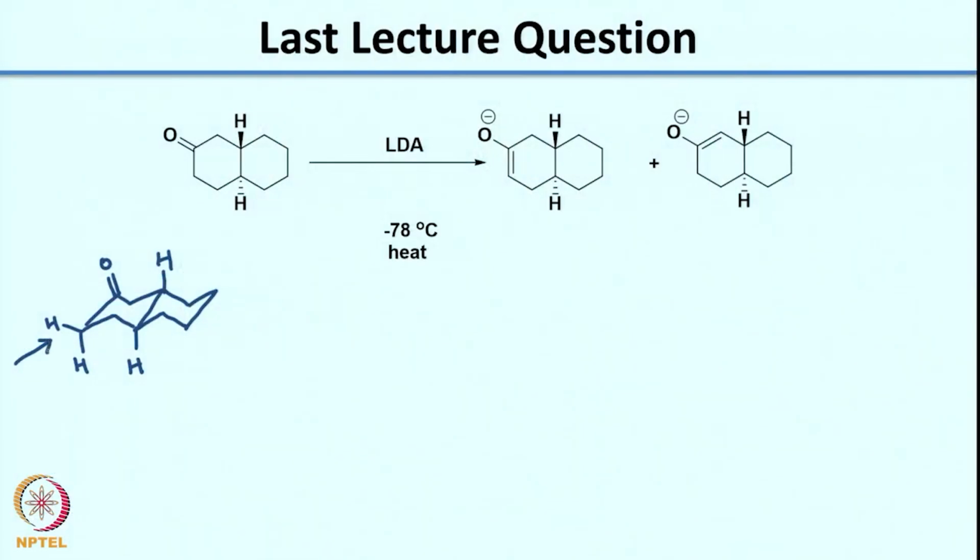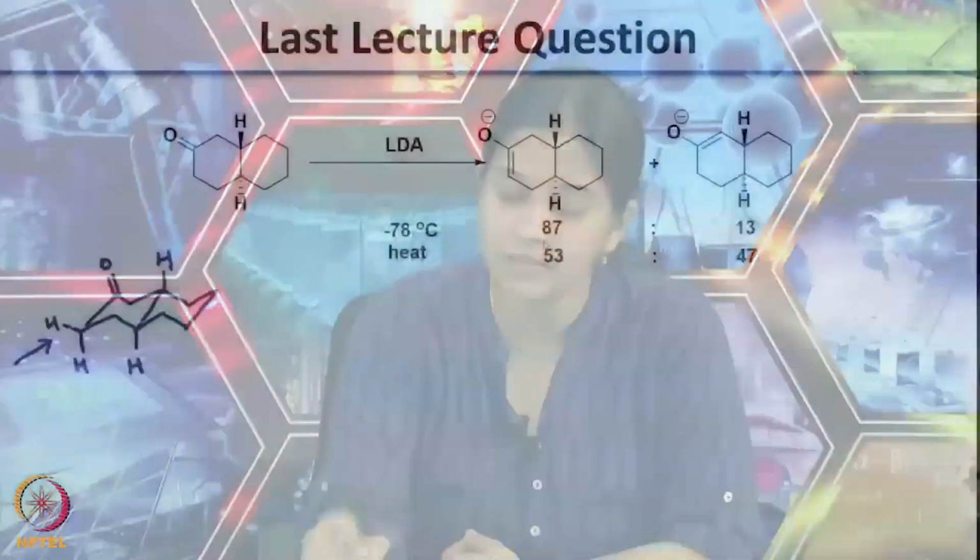So, if you have a situation like this where one of the hydrogens is more easily accessible than the other set, it would prefer to go there at low temperature. When you do this reaction at low temperature, what you see is a majority of the kinetically favored product, which is this enolate.